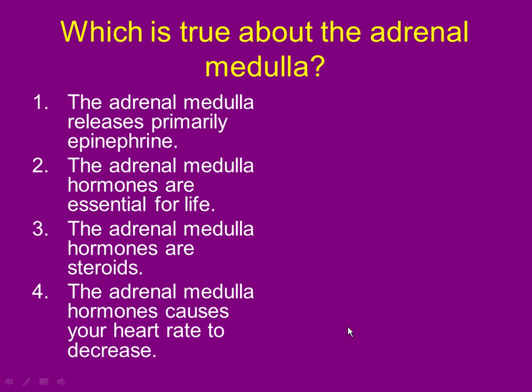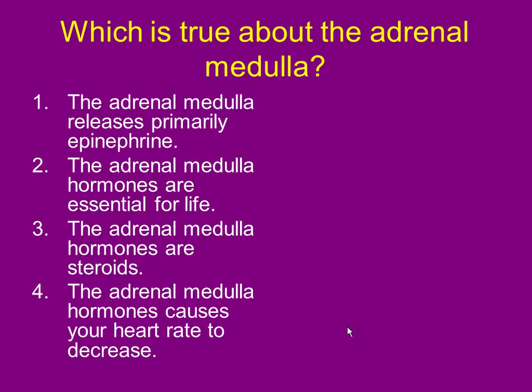Cortisol. All right, so which is true? No such thing as a guess. It's instinct. So which is true about the adrenal medulla? How about number 4? Adrenal medulla hormones cause your heart rate to decrease. Way wrong. If there's some sympathomimetic, what do they do to you? Yep, what's it do to your blood pressure? Take it up. So number 4 is totally wrong.